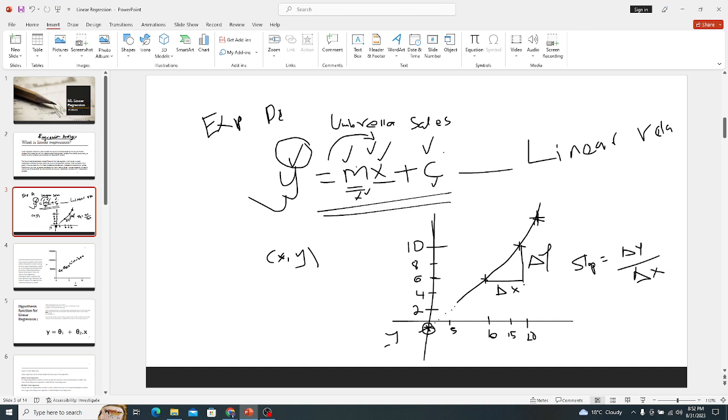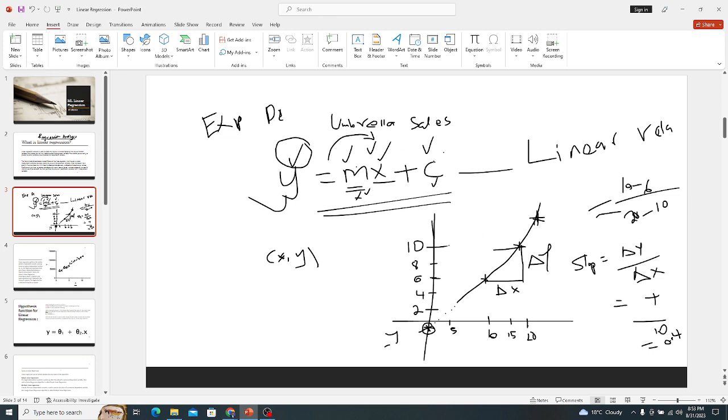So the distance between these, we can say here it's 10 and here it's 6. So we know the difference is 10 minus 6, divided by, here this is 20, this is 10, so 20 minus 10. So in our case, our slope will be 4 divided by 10, which is 0.4.